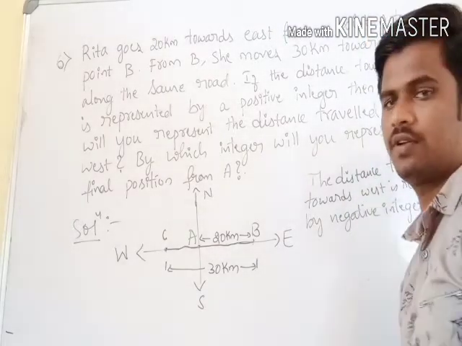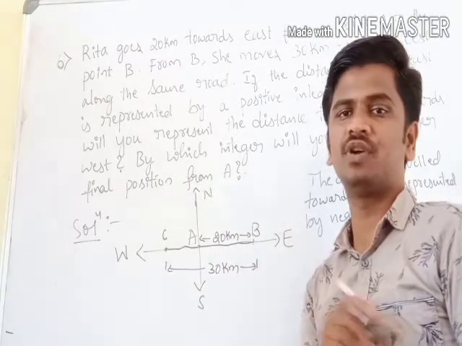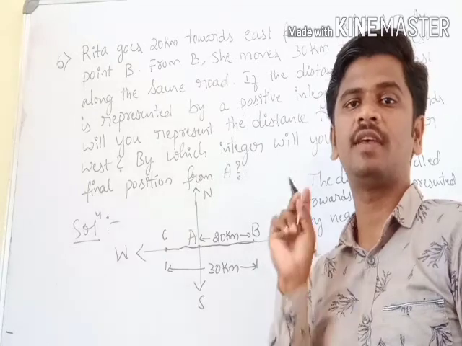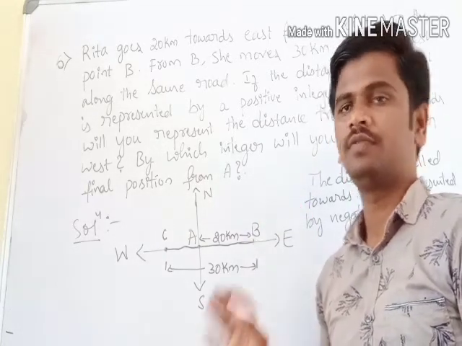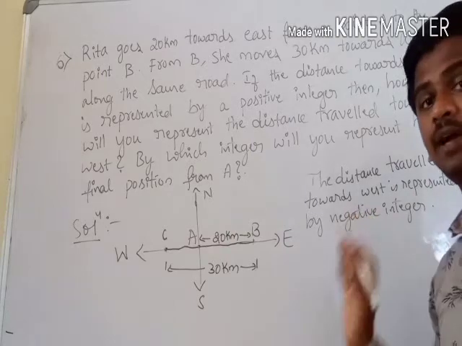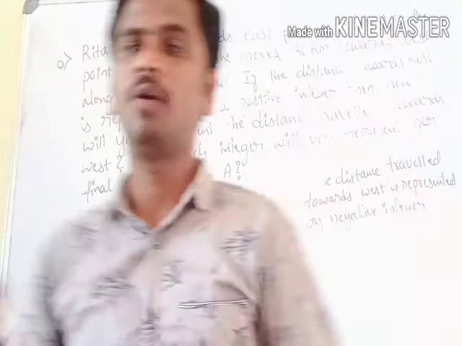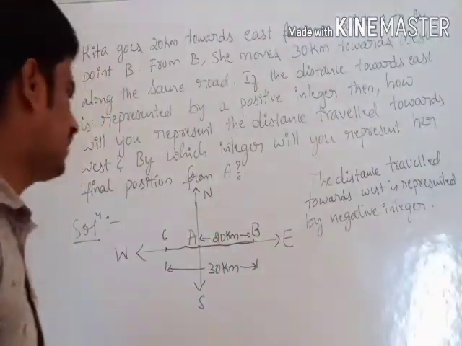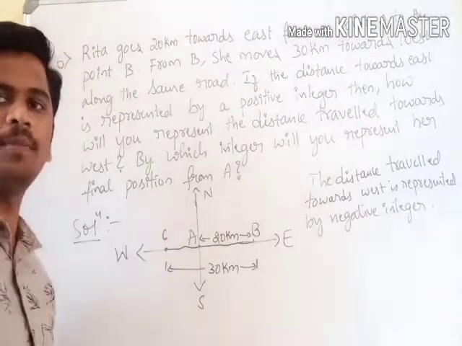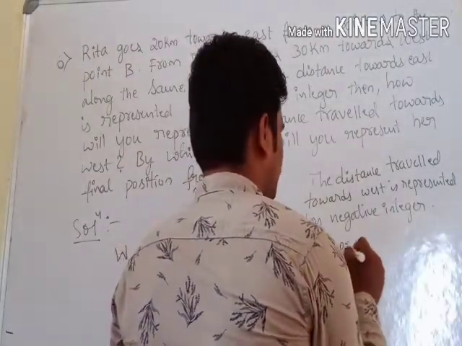Then you may ask one question: why have you taken 30 km as positive? Because distance is always a positive integer. We have represented it by a negative integer, but while we are considering the distance, we have to take it as always positive. Okay. Then what is the distance from A to C? Here C is the final position.